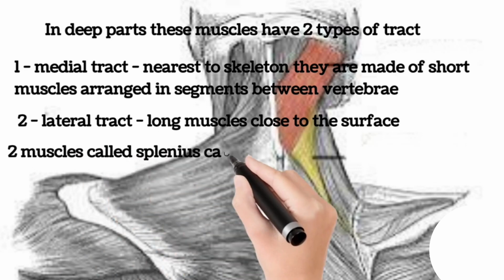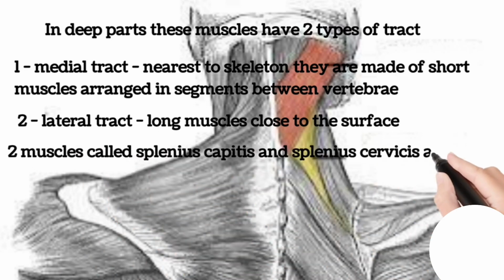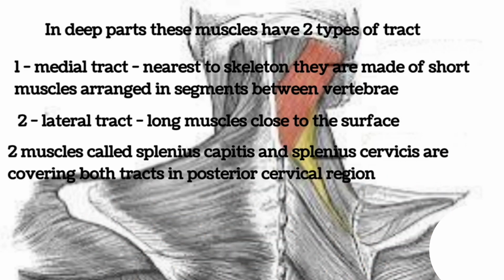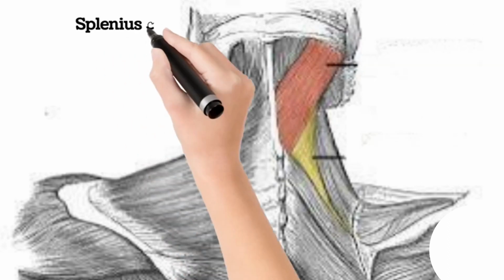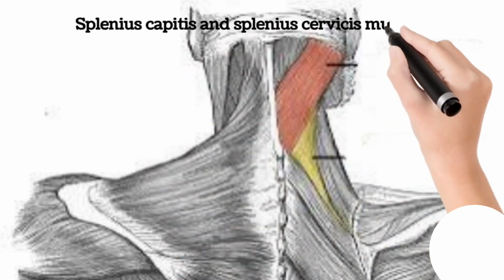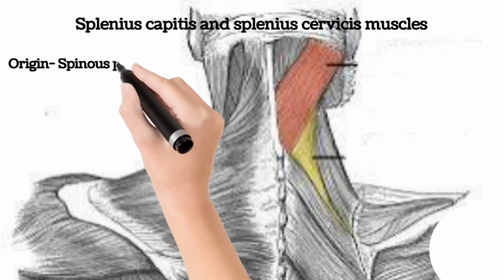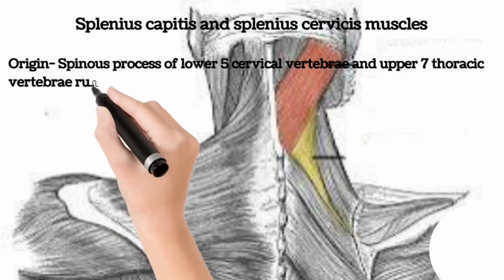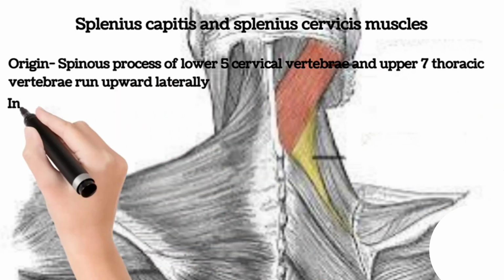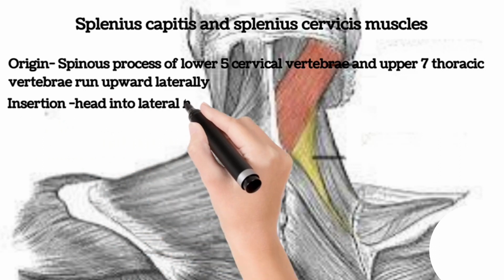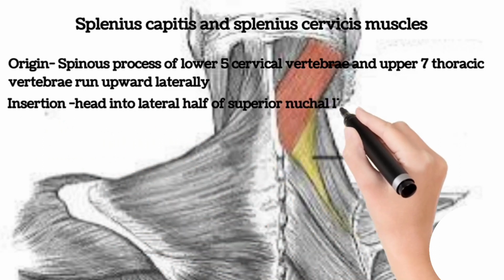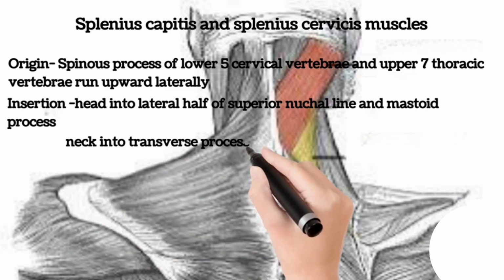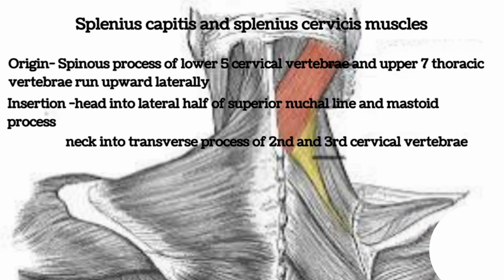Now there are two muscles called Splenius capitis and Splenius cervicis covering both the tracts in the posterior cervical region. Now we will study the Splenius capitis and Splenius cervicis muscle. Origin is the spinous process of the lower 5 cervical vertebrae and upper 7 thoracic vertebrae. Runs upward and laterally. Insertion is, for the head, into the lateral half of the superior nuchal line of the occipital bone and mastoid process, and for the neck, into the transverse process of the second and third cervical vertebrae.